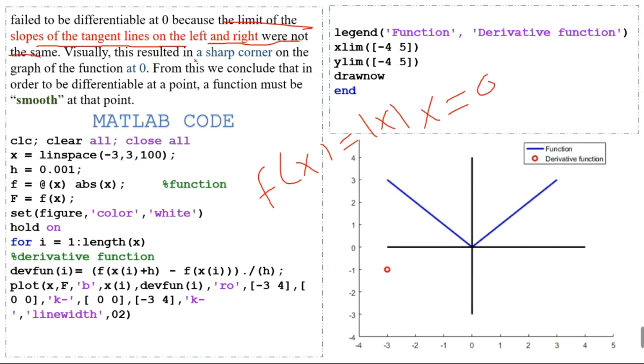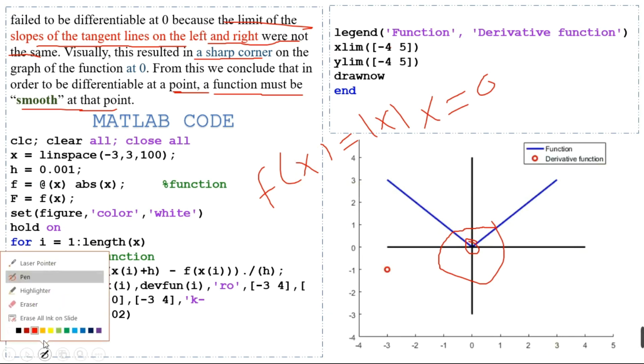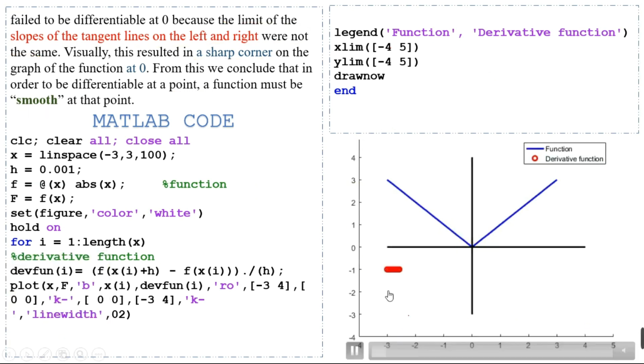Visually, this results in a sharp corner on the graph of the function at 0. Here we can see that at x is equal to 0 we have a sharp corner. From this we conclude that in order to be differentiable at a point, a function must be smooth. At that point there should not be any sharp corner in the function. So we see this with the help of the graph. We will see that at x is equal to 0 the function is not differentiable.